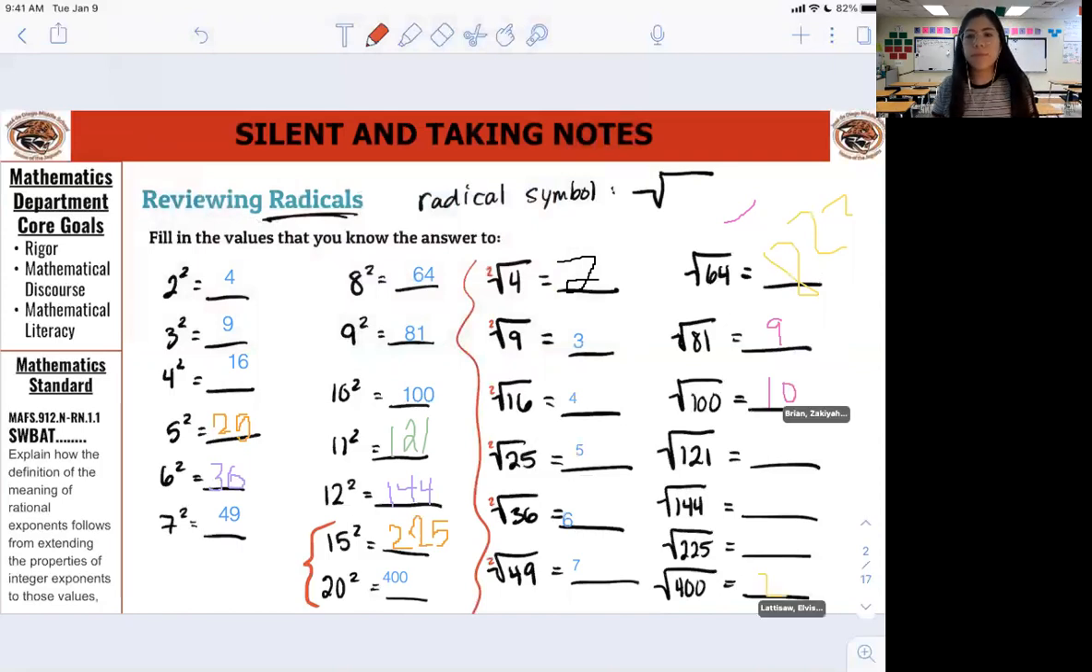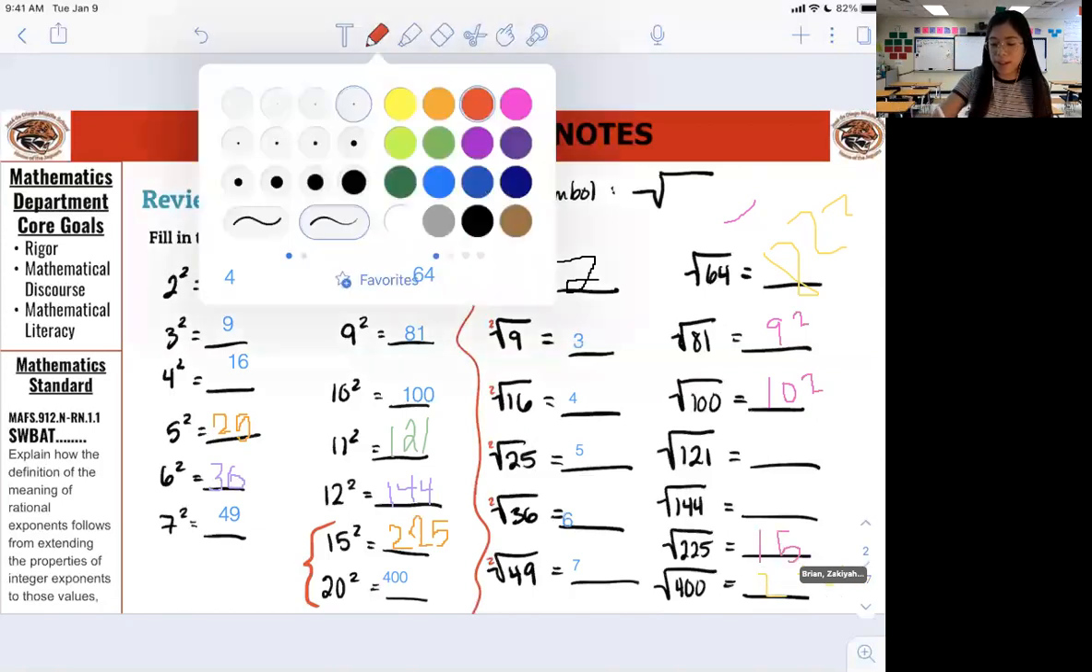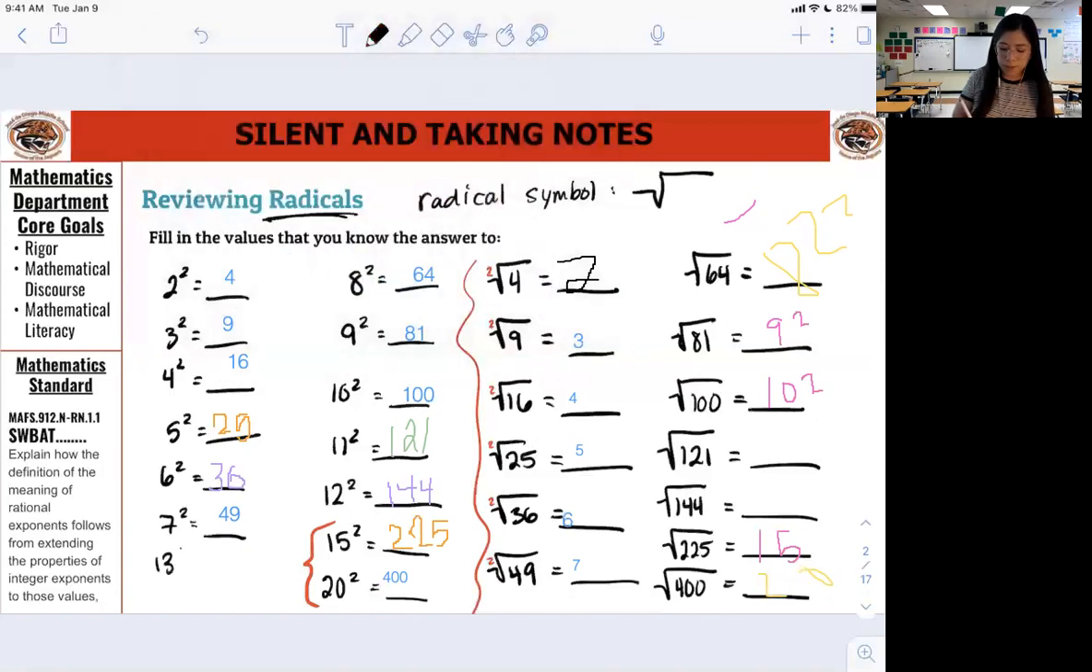Miss, I have a question about the list on the left. Okay. So, why did you write 13 to the second power, 14 to the second power? Why did you go from 12 to 15? Because the ones that I have on the screen are the ones that you should just kind of know off the top of your head. 13, 14, 17, 18, and 19 don't come up that often. So that's why I didn't write them down. But if you want to memorize them, that's also going to help you out. So if you just feel like memorizing those as well, go for it. And if anyone wants to write them in at this moment, you can do so as well.